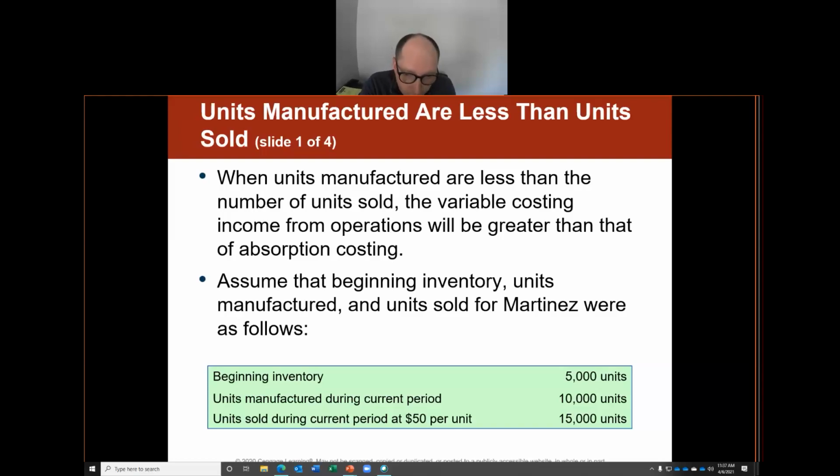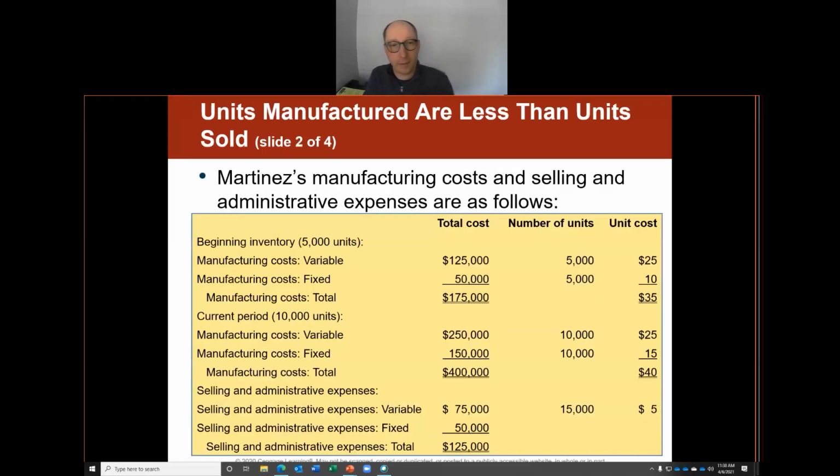Beginning inventory, 5,000 units. Units manufactured during the period, 10,000. We sold during the period 15,000 units. Okay, here we go. Beginning inventory, we started with 5,000 units. We have variable manufacturing costs, $25 per unit. Fixed, $10 per unit. Total manufacturing cost, $35 per unit.